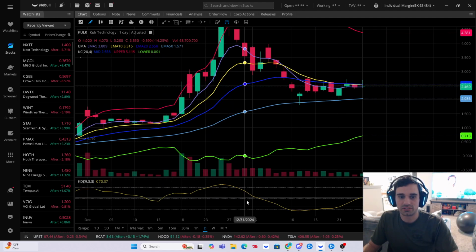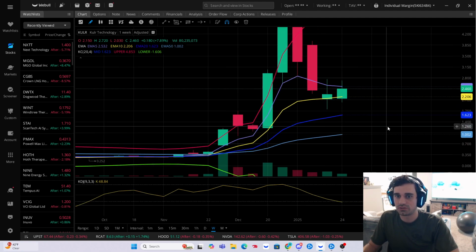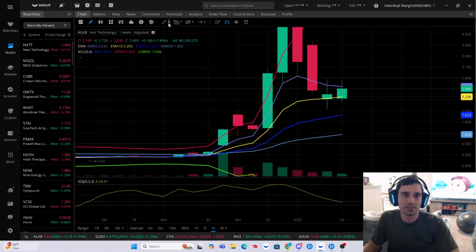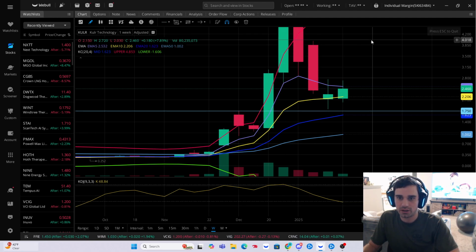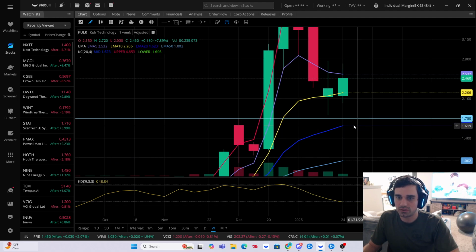Let's just say I do get stopped out. I am looking at these next levels on a weekly time frame saying, hey, we can easily see that this was acting as strong support, right? We hit this area and we bounced up on it. And that's kind of where the weekly EMA 20 is going to keep going.